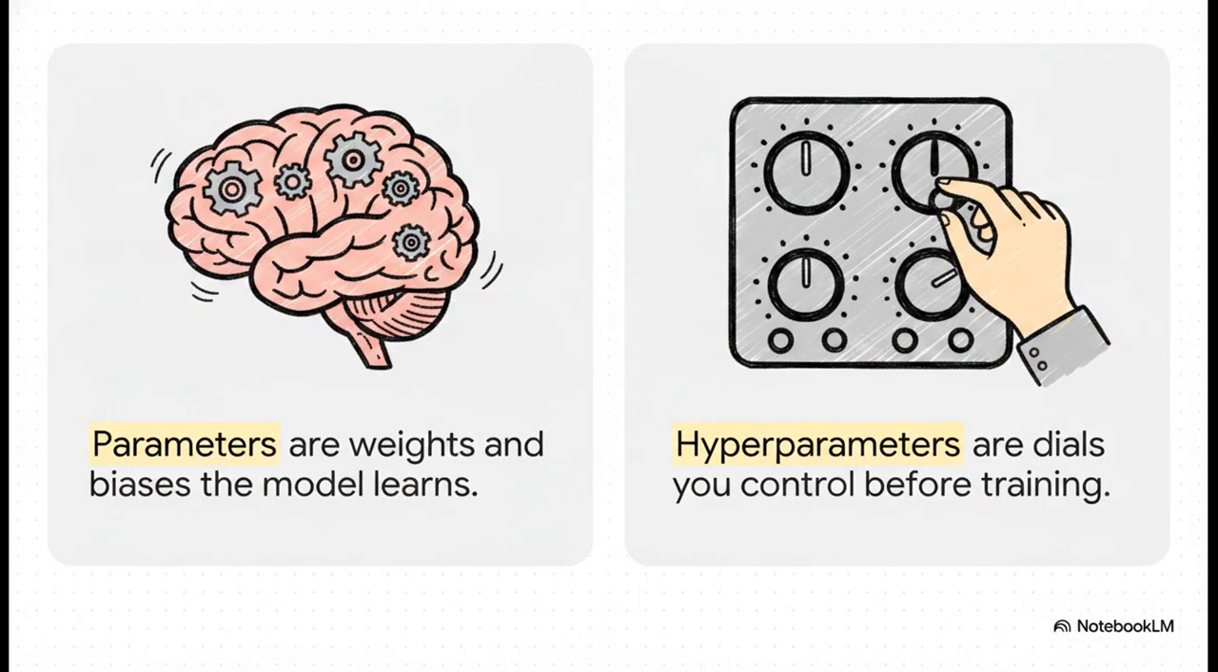Now, a massive point of confusion for beginners and something you really need to nail down is the difference between parameters and hyperparameters. Parameters are the internal weights and biases that the machine literally learns and adjusts on its own during training. You don't touch these. Hyperparameters, on the other hand, are the external dials that you, the human engineer, control before the training even begins. Things like setting the learning rate or choosing the number of hidden layers. Simply put, you build the overarching structure, the machine fills in the weights.